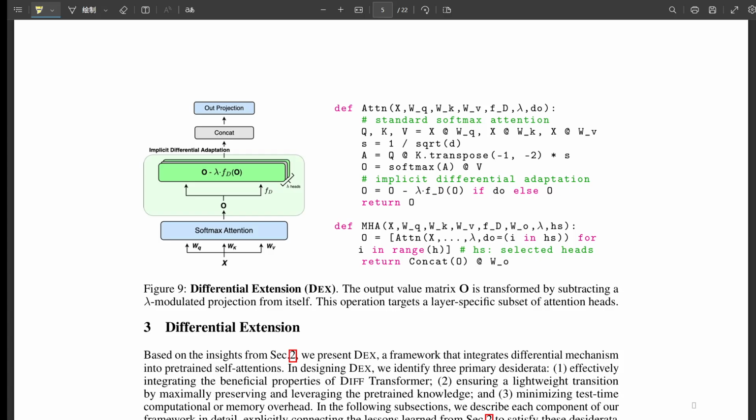Exactly. So instead of altering the fundamental QK computation, DX applies its learnable differential mechanism after the standard softmax attention calculation. Specifically, it targets the output of the attention block, the OV matrix. You can see this in figure 9.